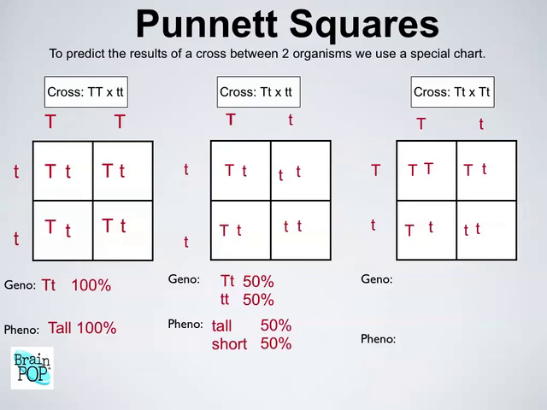Okay, so what genotypes did we end up with, Habib? We got 75% tall. No, genotype. 25% big T, big T, 50% big T, little t, and 25% little t, little t. Exactly. And Peter, how about our phenotypes? 75% tall, 25% short. Yes. Three out of these four would be tall plants, one out of four would be short.